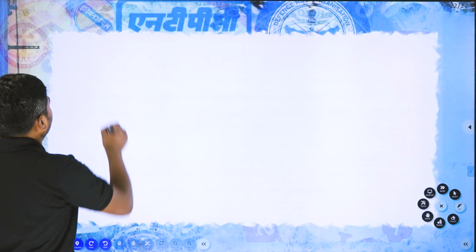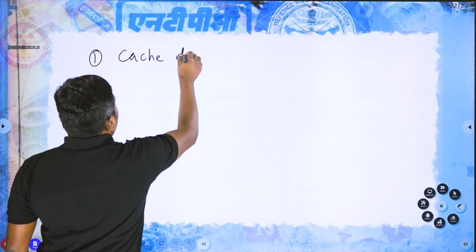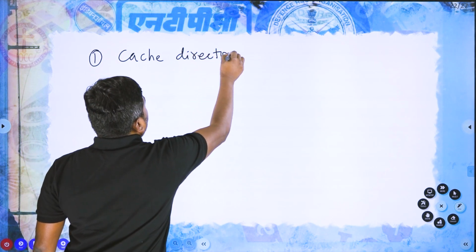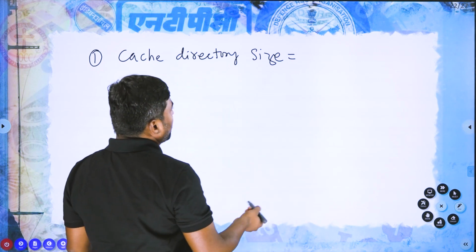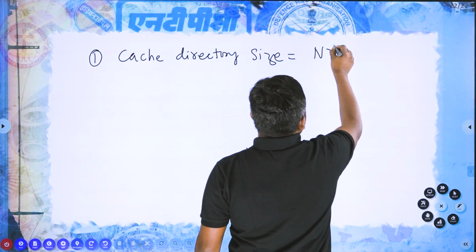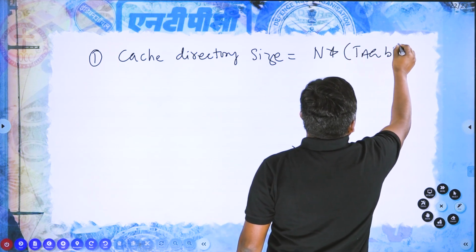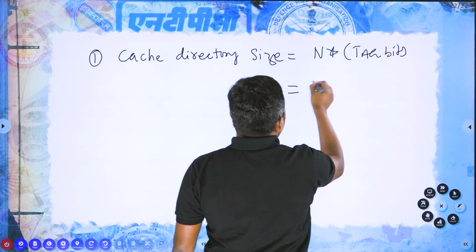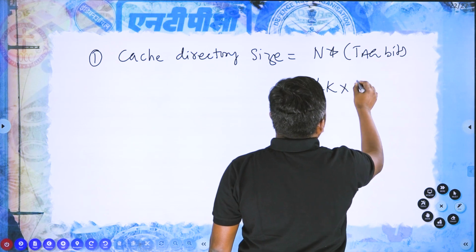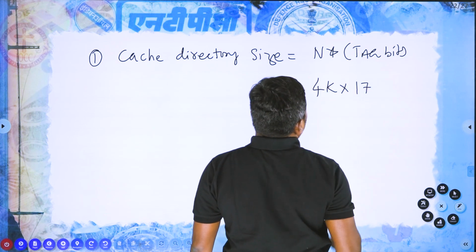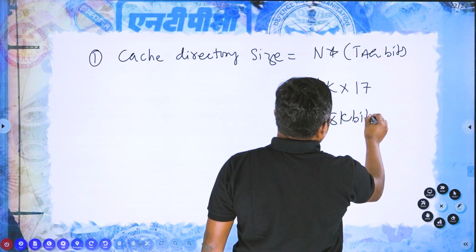Now what is the first question? The first question asks for the cache directory size. The cache directory, or meta tag, is nothing but the number of cache blocks multiplied by the tag bits. And if any additional tag bits are given, we can add them, but not given in the question. Number of cache lines, how many? 4K into tag bits. How many did we get? 17. This is 68K bits, if I am not wrong.